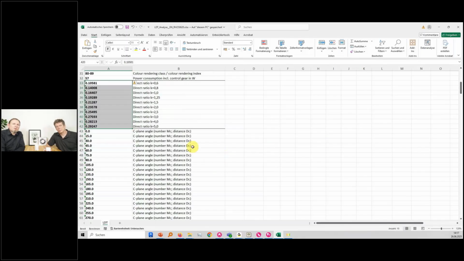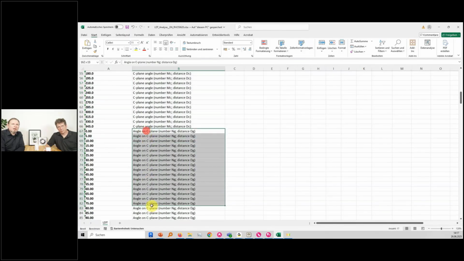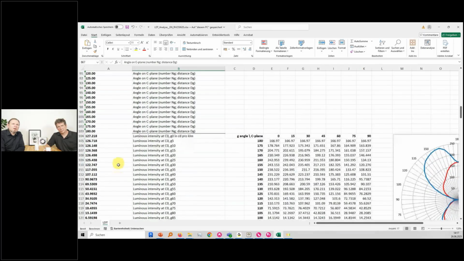Okay, and then we have each single C-plane expressed with its angle, so if it's 0 or 90 or whatever. And here we have all the angles on each C-plane. And here we have then the intensities, the luminous intensities. But here in Oilum we have it also connected to the luminous flux. So this is candela per kilolumen, so per 1000 lumen.